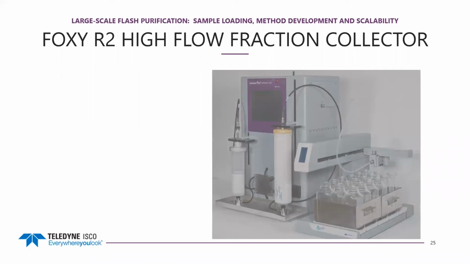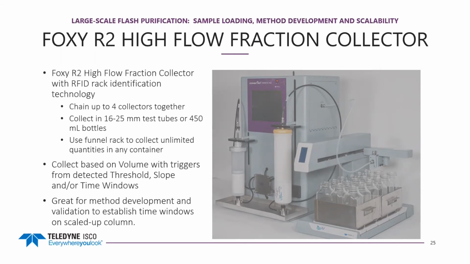So the different fraction collection options here for the Torrent depend on your scale. If you're doing smaller scale columns, a lot of times you're going to be using open bed fraction collection. You can do that on the Torrent, into 25mm test tubes or other options. And you can also do it in 2 bottles, like in the picture shown here.